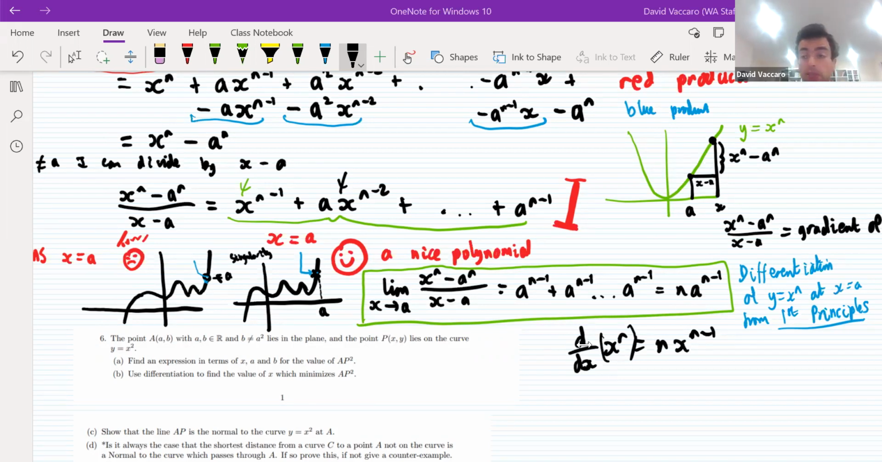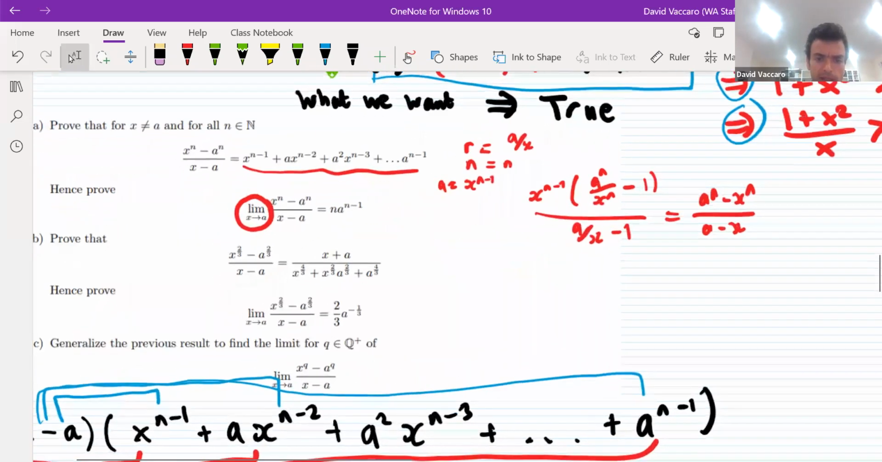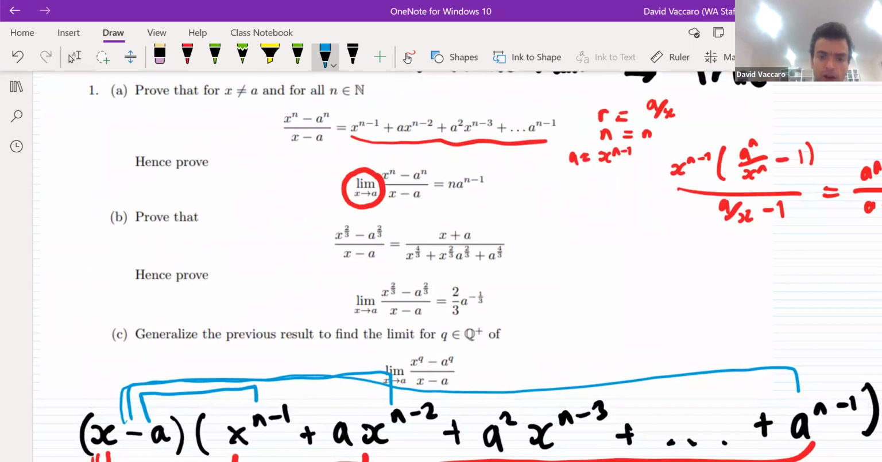Some people have said a different one. There are lots of other different proofs. I like this one based on polynomial division. I don't want to labor the point too much, but there's some nice problems here of maybe a little bit more intense algebra, but to do similar things for fractional powers as well.